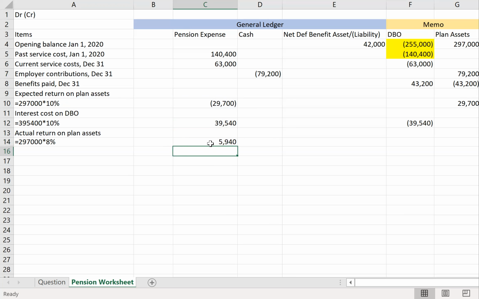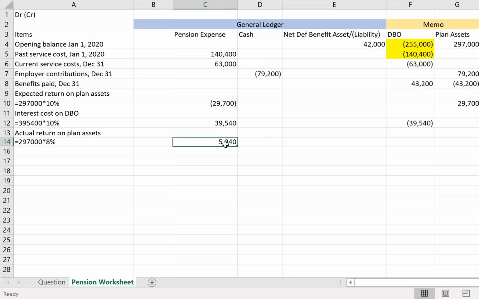Okay, so now we have an expense of 5,940, and we can check this amount by checking the offset of these two amounts. So what we want is an offset to the expense. We want to credit to our expense of $23,760, and we can see that we achieved that here. And $23,760 is 297 times 8%.